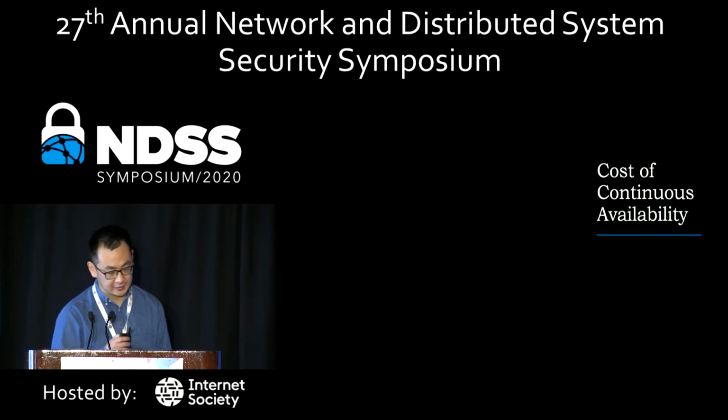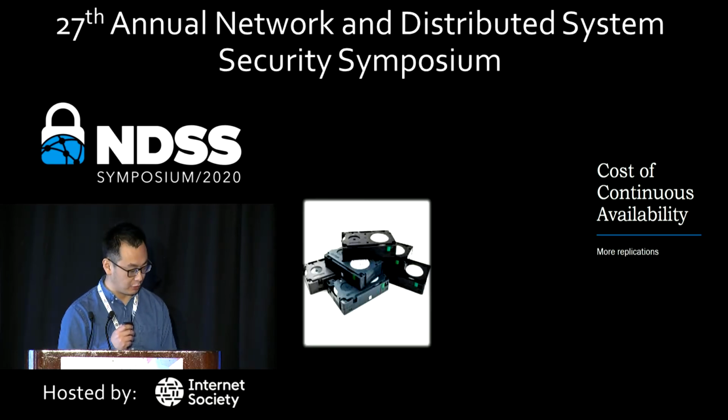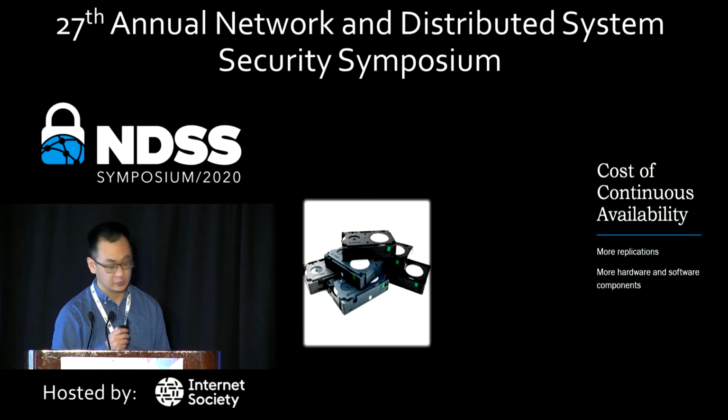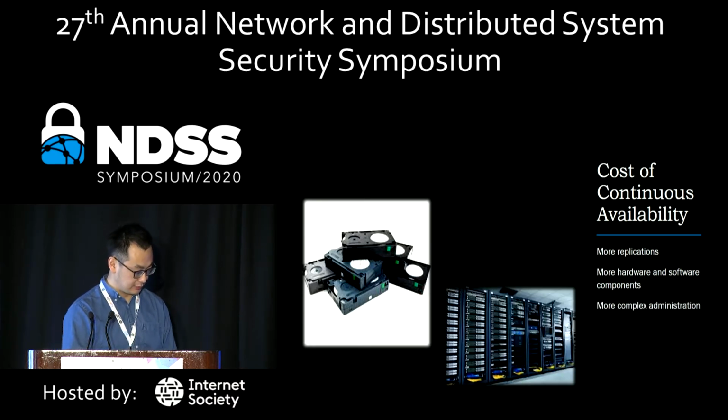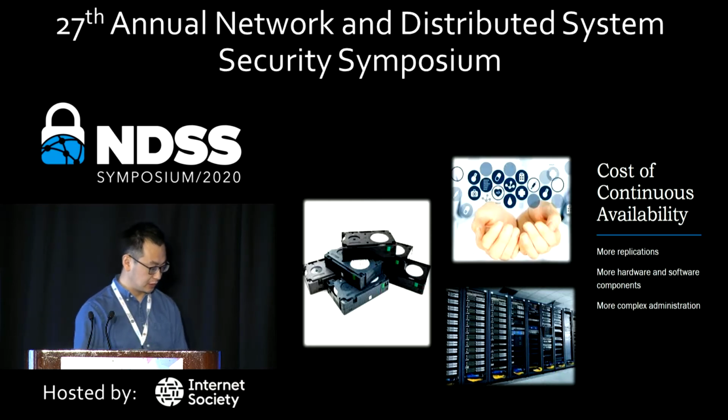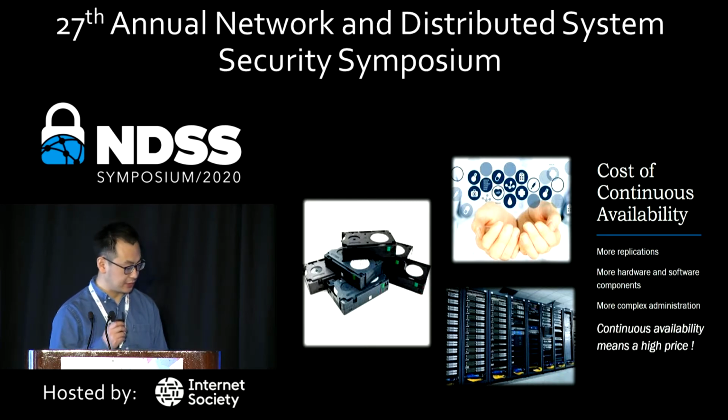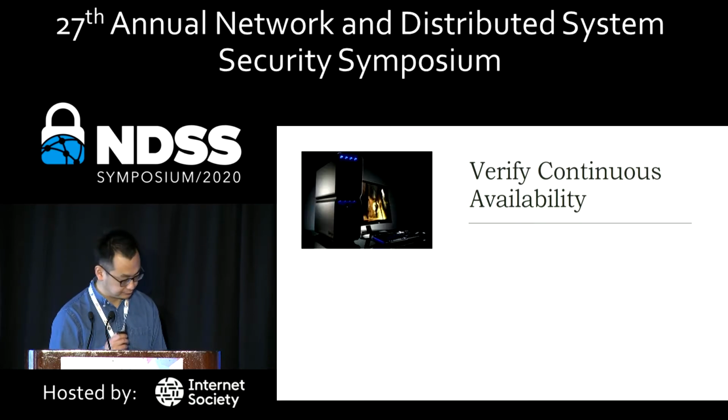To guarantee continuous availability, in general, the server needs to devote more. For example, the server needs to keep more replications of the data, devote more hardware and software components, and even involve more complex administration work. So the conclusion is, continuous availability means a high price.